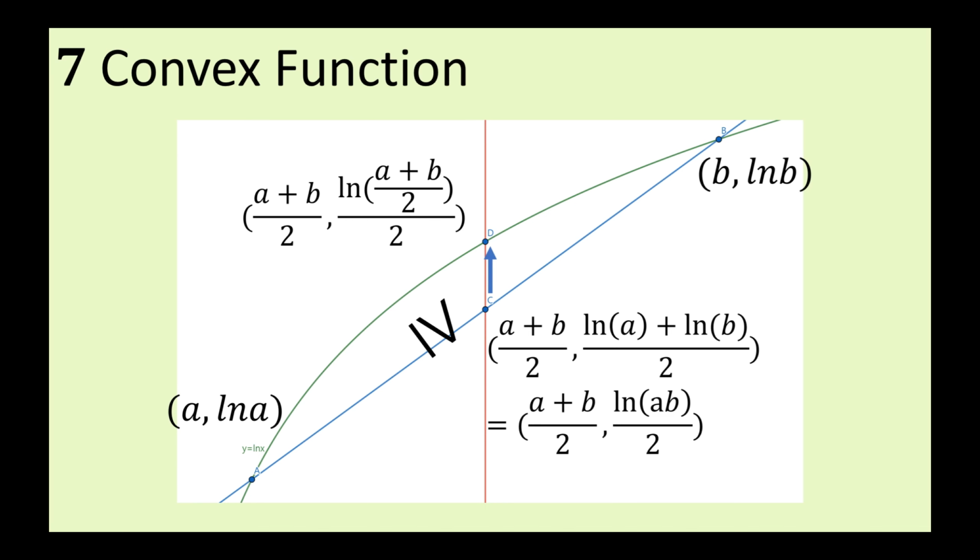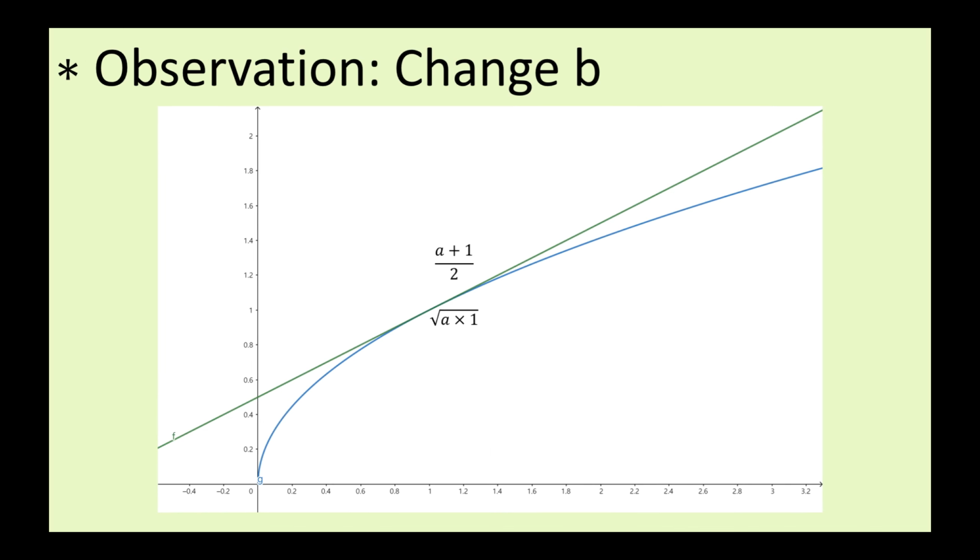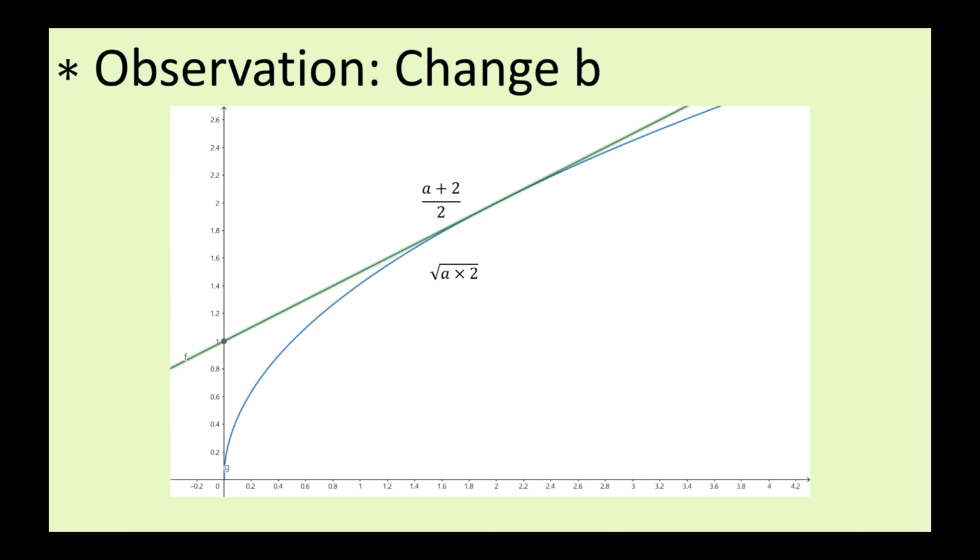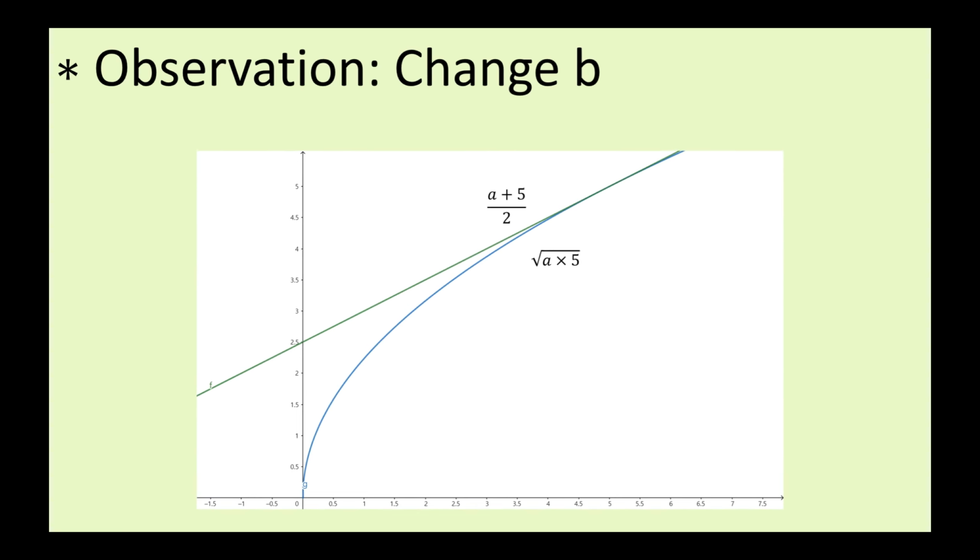There were 7 proofs of the inequality. I want to show you an observation of the graph to show you the inequality visually. I fixed the variable b to a constant value. In this case, b equals 1. Then, the graph is shown as follows. I changed the value of b to 2, 3, 4, 5, sequentially. You may observe that the arithmetic mean is always larger than the geometric mean.